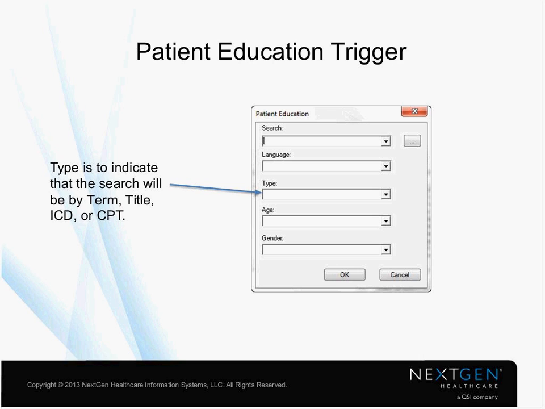Those are those discrete data values that were up at the top where I showed you that you could open it up or expand upon it and determine how you're searching for it. Term would be your SNOMED term. Your title would be the actual title of the article. Your ICD would be the actual ICD or diagnosis code, or your CPT would be the actual CPT code.